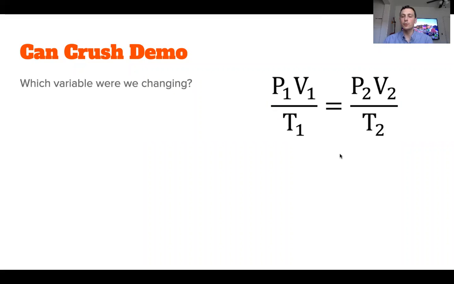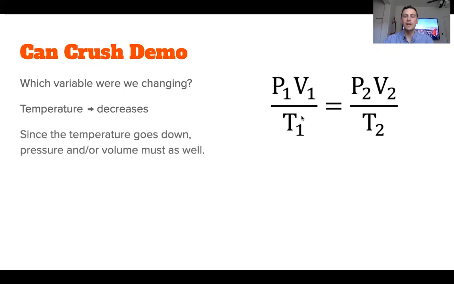So which variable were we changing in going from the hot environment that we had on the stove to putting it in the cold water? What we were changing was the temperature, right? We're going from really hot to pretty cold, ice cold. So the temperature is changing and it is decreasing, right? Our initial temperature, our T1, is really hot because it's on the fire, and then it quickly goes to our new temperature, T2, when it cools down because we put it in ice water. So our temperature is going down very drastically and very quickly.